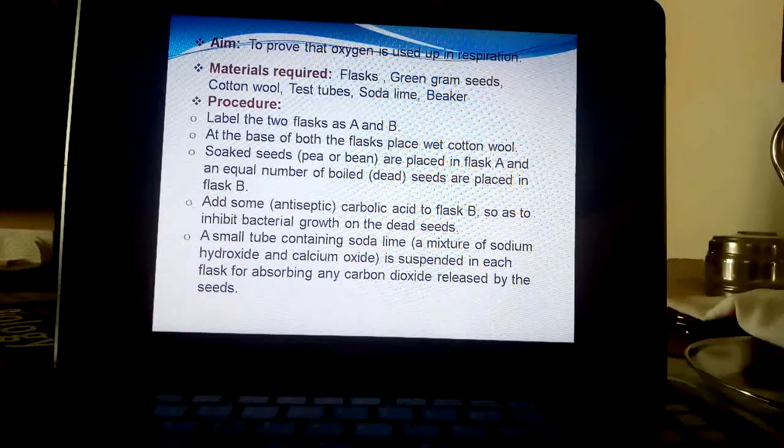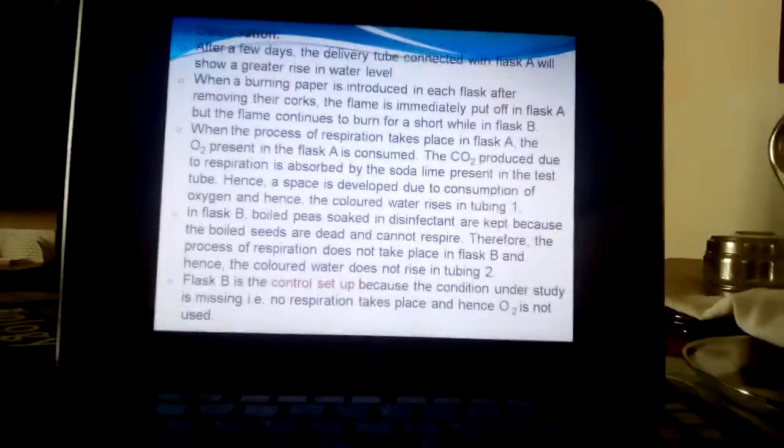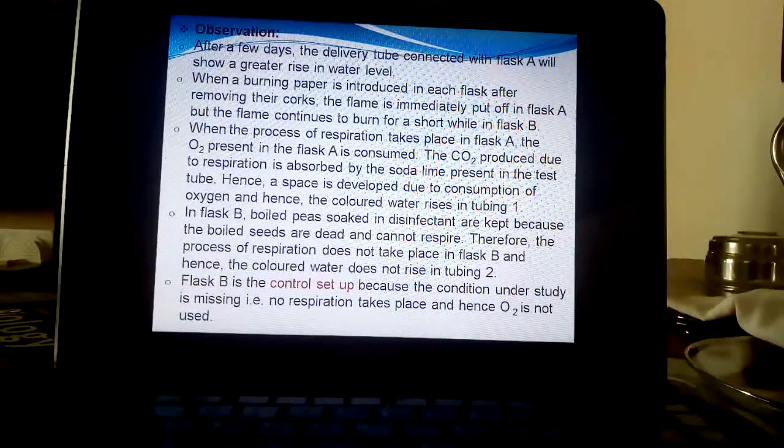That is suspended in each flask for absorbing any carbon dioxide released by the seeds. And what is it that you are observing? After a few days, the delivery tube connected with flask A will show a greater rise in water level. When a burning paper is introduced in each flask, after removing their corks, the flame is immediately put off in flask A, but the flame continues to burn for a short while in flask B.